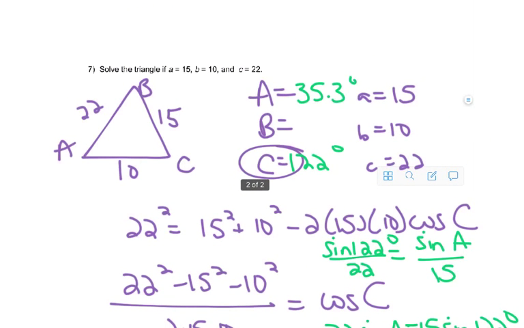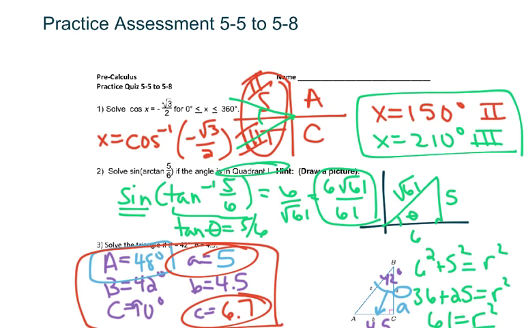Well, now that I know two of the three angles, in order to find the third angle, I'm just going to subtract the other two from 180. And I'm going to find out that angle B is 22.7. Remember, the best way to check if you probably did this right, the largest angle should correspond with the largest side, and the smallest angle should correspond with the smallest side. And that's the practice assessment for 5.5 to 5.8.